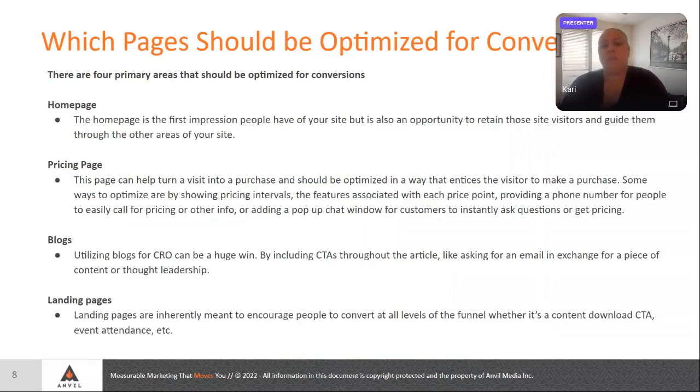And you also want it to be very user-friendly since that is the first impression and you want to make sure people have a good experience on the site. The next on the pricing page, it can help turn a visit into a purchase and should be optimized in a way that entices the visitor to make a purchase.